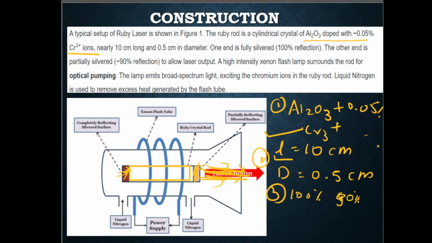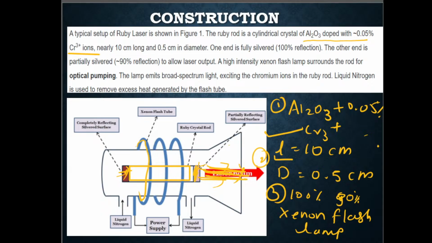Okay, then what is this? You can see this blue color. So the blue color light is nothing but our xenon flash lamp. Okay, this is the xenon flash lamp which is surrounded around the ruby rod.